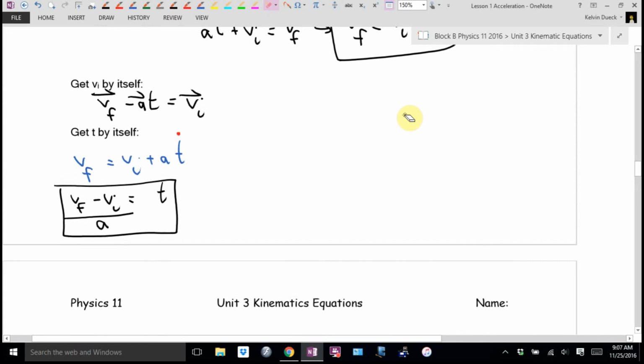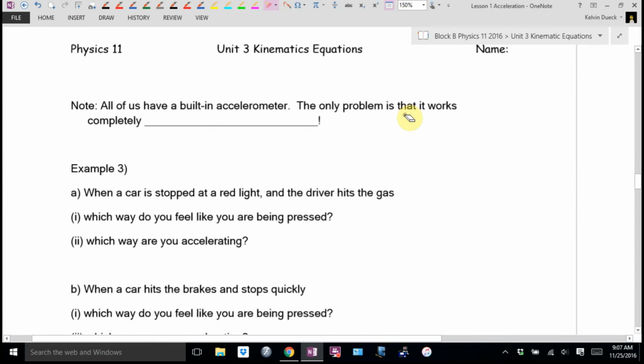We're going to come back to using these equations in a second, but I told you I'd give you a clever way that you can figure out acceleration direction. All of us have a built-in accelerometer. You can feel it when you're accelerating. The only problem is your built-in accelerometer is what, Thomas? Who taught you that in Science 10? Maybe me? I did.